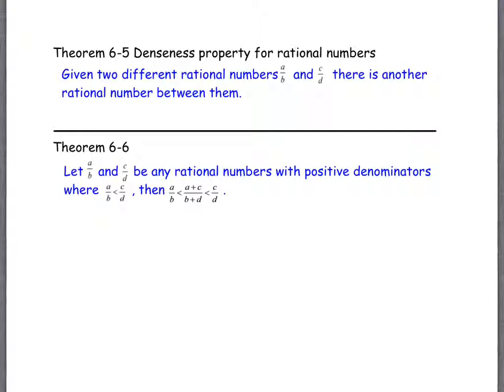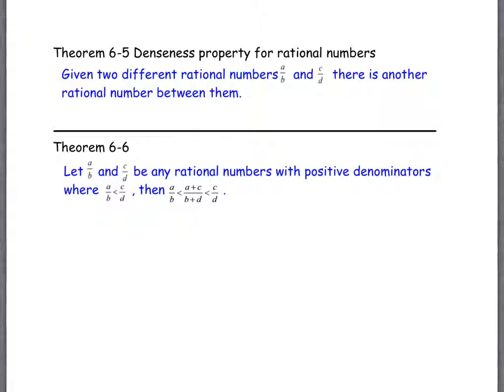So like if you have the integers 3 and 4, there's not another integer between them. There's other numbers between them, but not integers, because integers are whole values. But we can do this always with rational numbers. So whatever two rational numbers you want to give me, I can always find something between them. And there's several ways to do that. Theorem 6.6 actually gives us one way to do that, which is kind of clever.